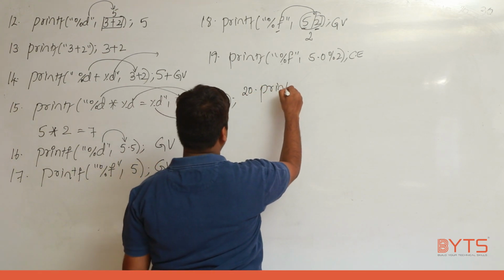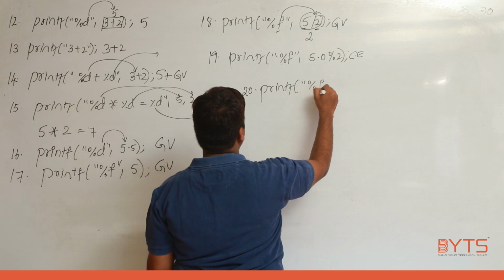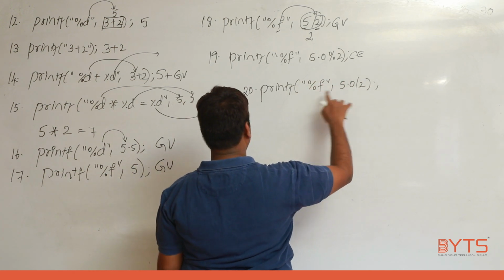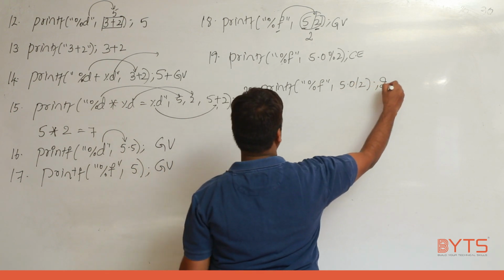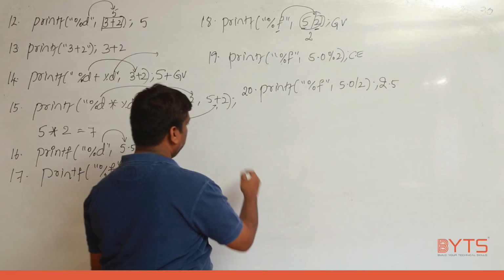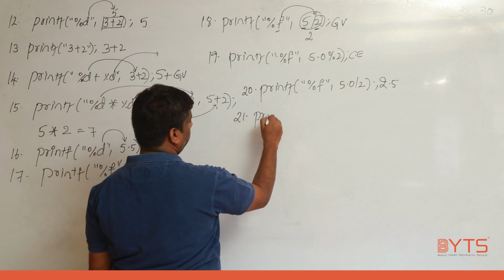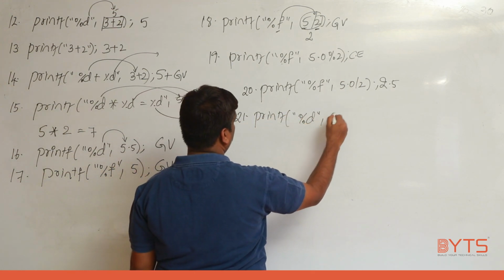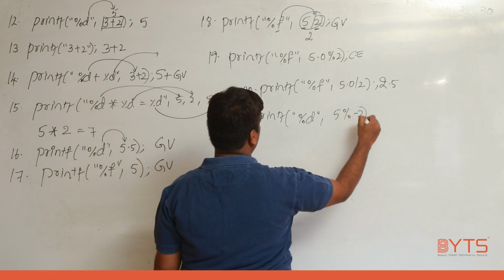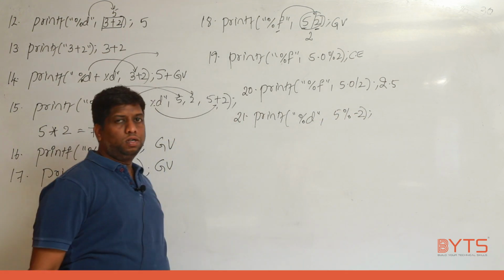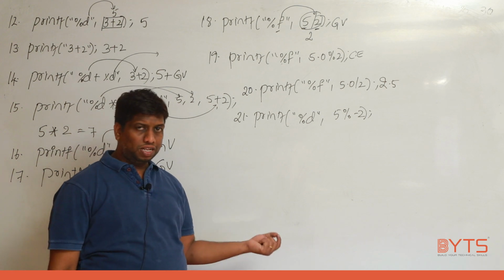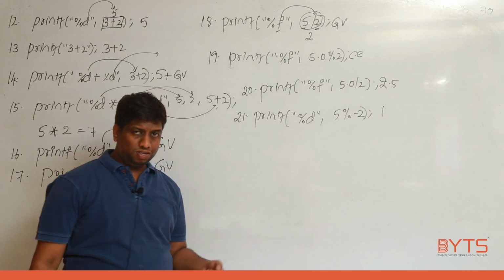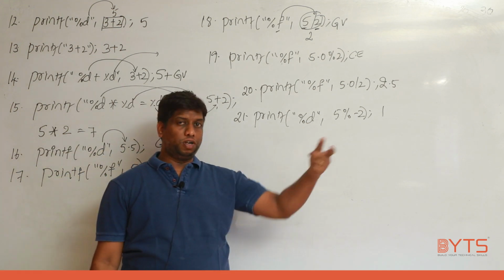Now you will get the correct output. See, the float result is float, percentile f also expects float, so the result is 2.5. What is the result? Can you please tell the answer? 1 or minus 1? 1. Why? The result of modulus is the remainder, and the result sign is the same as the numerator sign.